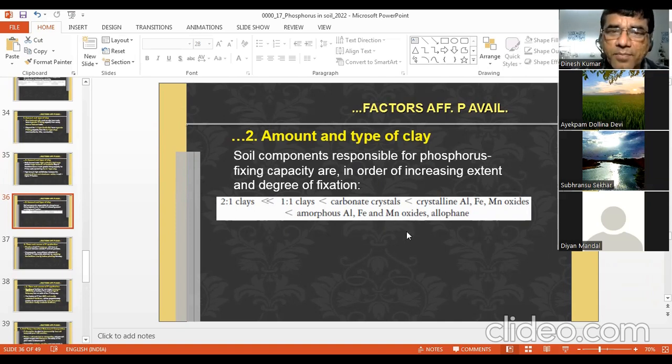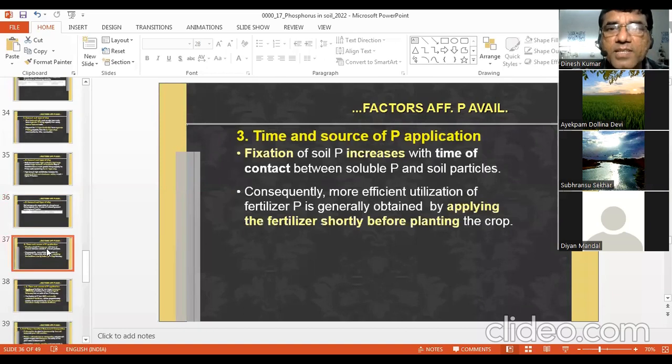So you can see here amorphous aluminum, iron, and manganese oxides fix the highest quantity of phosphorus and least by 2:1 type of clays. So this is individual fixing capacity. Time and source of phosphorus application. Fixation of soil P increases with time of contact between soluble P and soil particle. More the time, more is the fixation.